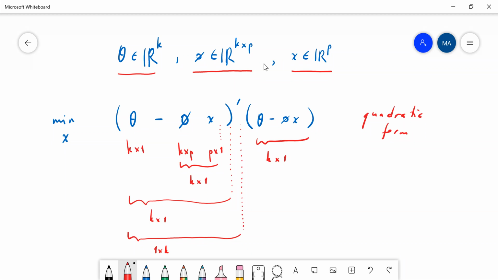So theta minus phi x is k by 1. If I take the transpose, it is 1 by k. Then I multiply it by itself. So this becomes the dot product or inner product. Okay. So this is generally called a quadratic form. From a mathematical point of view, it is called a quadratic form because I'm multiplying it by itself, right? And this is a minimization problem, so you can solve it.